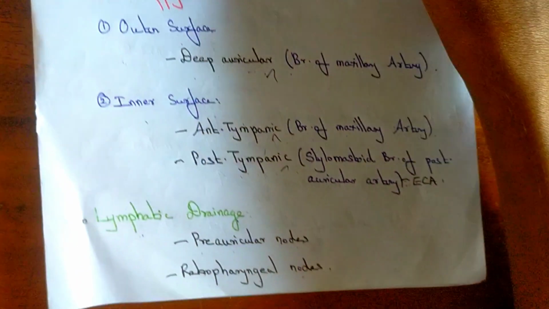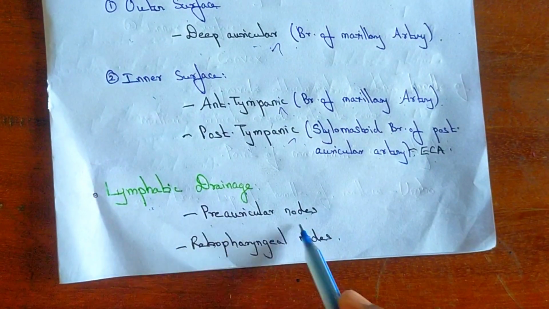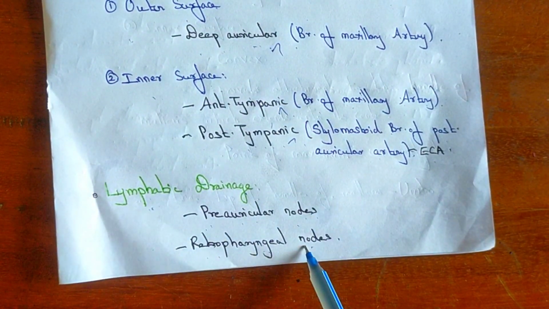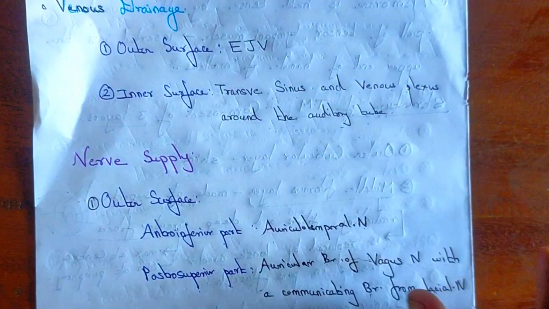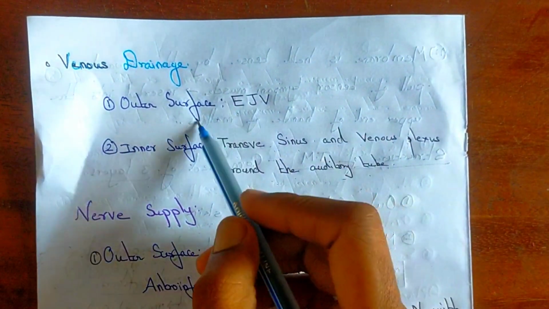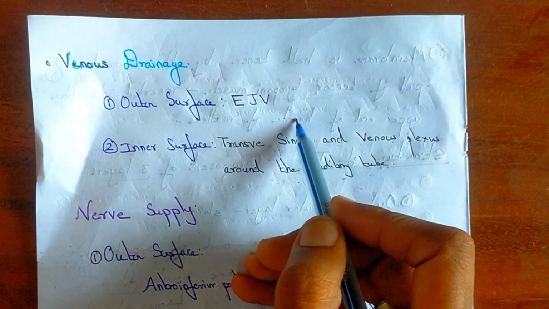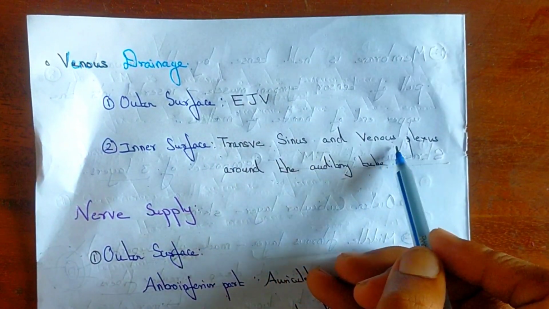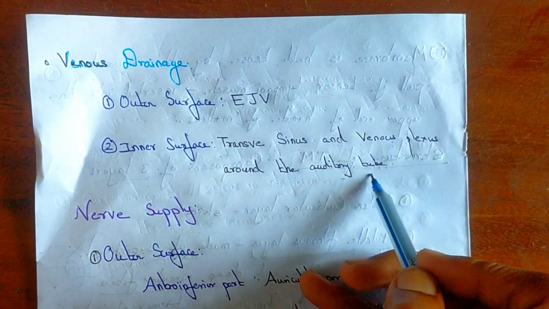Now let's see the lymphatic drainage. There are two lymph node groups here, preauricular lymph nodes and retropharyngeal lymph nodes. Venous drainage: the outer surface by the external jugular vein and the inner surface by the transverse sinus and the venous plexus around the auditory tube.